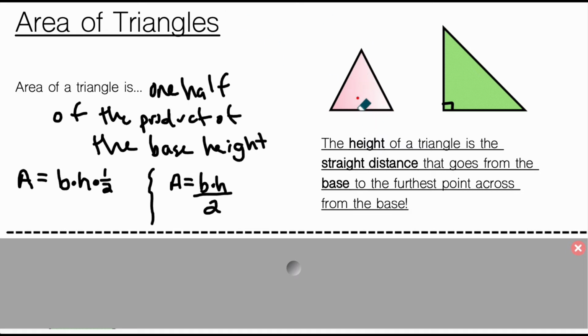What if we said the base was going to be this side? Well, then the height would need to go to the furthest point across from the base, which is over here now. So if we're going to call that side the base, then the height is going to be going down the middle here. Point being, when you are looking at a triangle, and let's say you have all the sides give you measures.